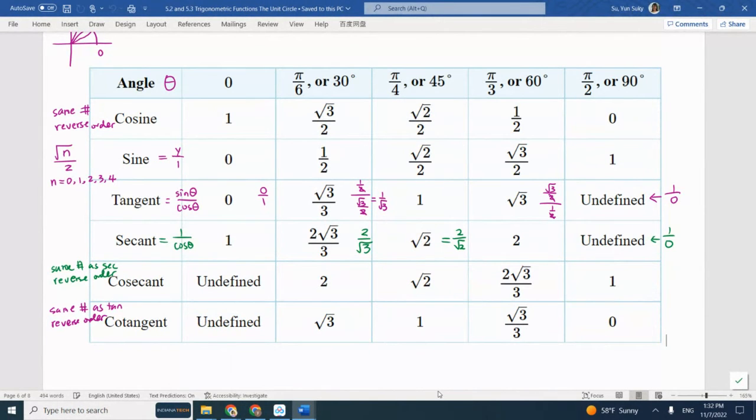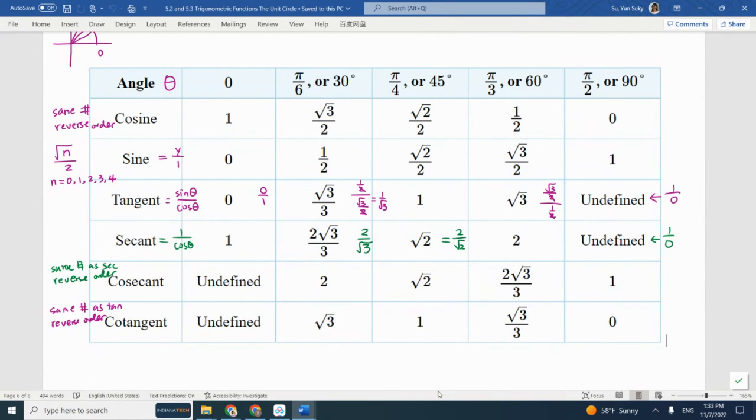So sine squared plus cosine squared equals 1. 1 plus tangent squared is secant squared. 1 plus cotangent squared equals cosecant squared. Yes, everybody? Make sure you memorize the trig identities. And here we have the 6 trig functions and the common angle values.